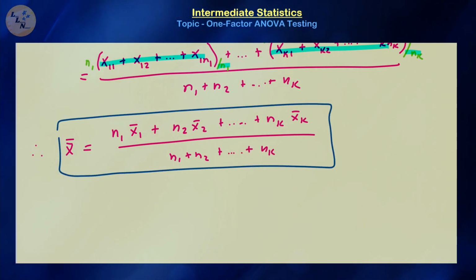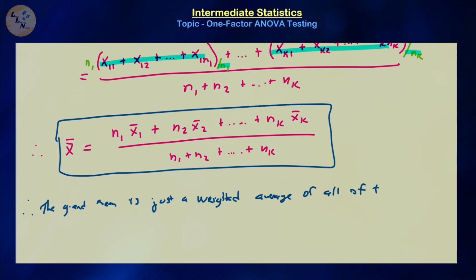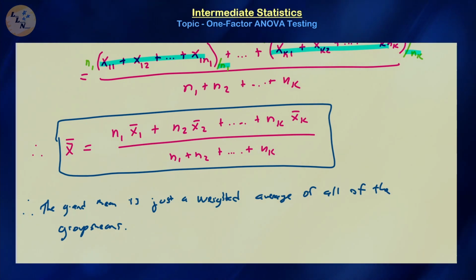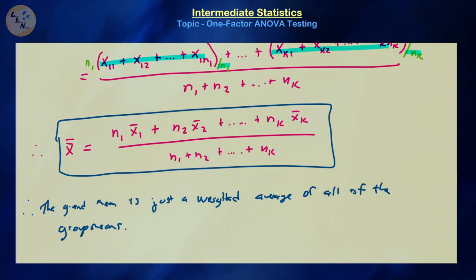So what do we have here? The grand mean is just a weighted average of all of the group means, right? Because we do not necessarily know which one to trust in terms of its value, so we weigh the one with the largest sample size a little bit more than the rest. And we have seen this weighted type of structure, for example, in the pooled variance t-test, pooled proportions, and so on.